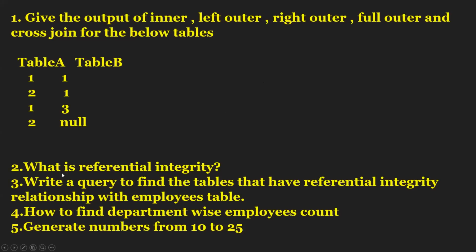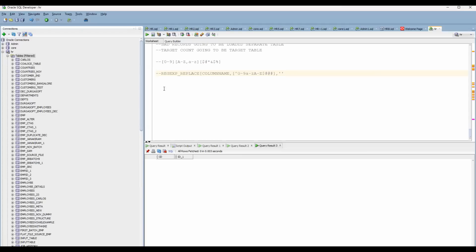Now, what is referential integrity? Basically, referential integrity, and write a query to find the tables that have a referential integrity relationship with the employees table. So let's talk about referential integrity. Referential integrity is nothing but how you are relating with other tables.